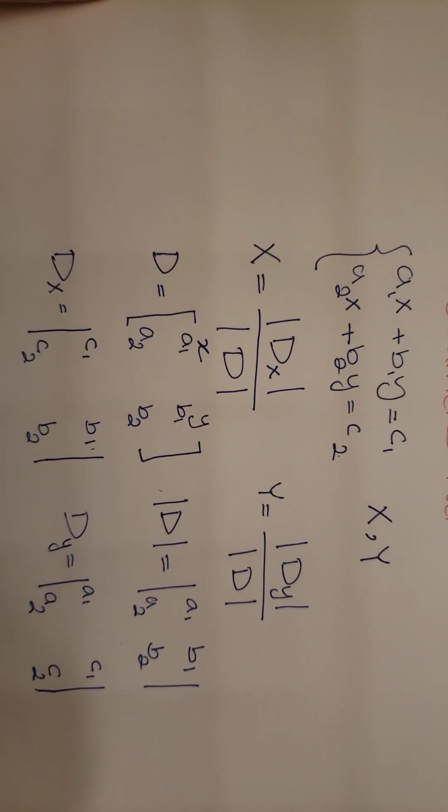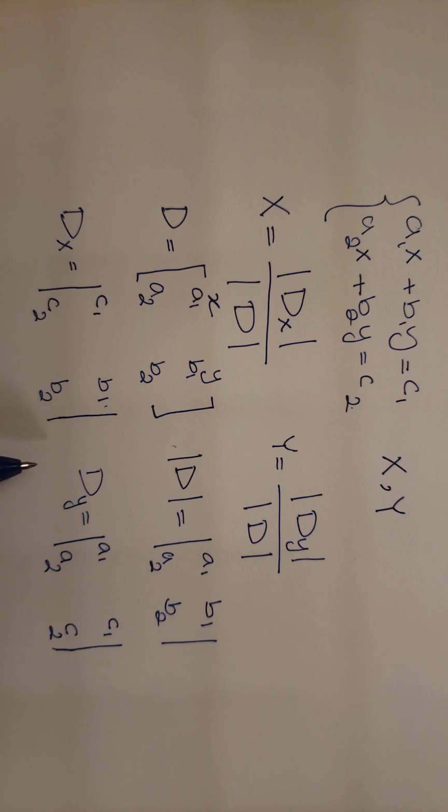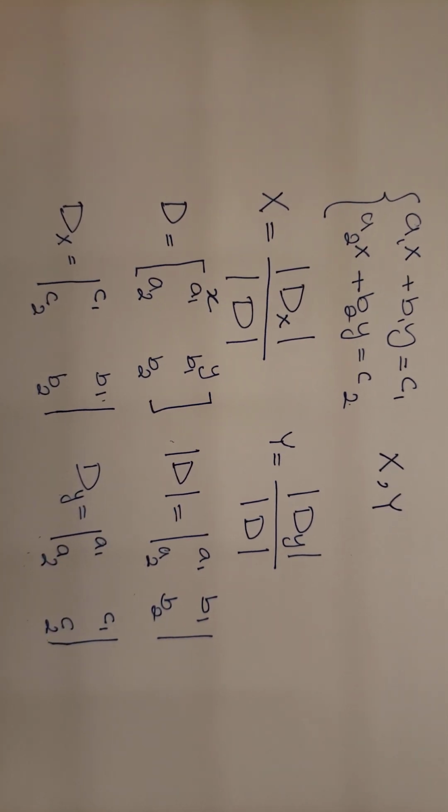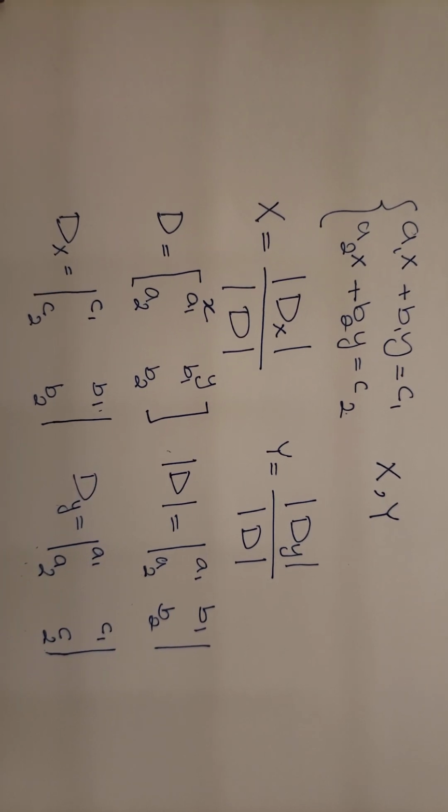And what is your dx? x is your first variable, so this column would be replaced by the constants, which are C1 and C2. And then the y column doesn't change. For the dy, it would actually be the opposite. The y column would be replaced by C1 and C2, and the x column doesn't change, A1 and A2. Okay, so this is the theory.